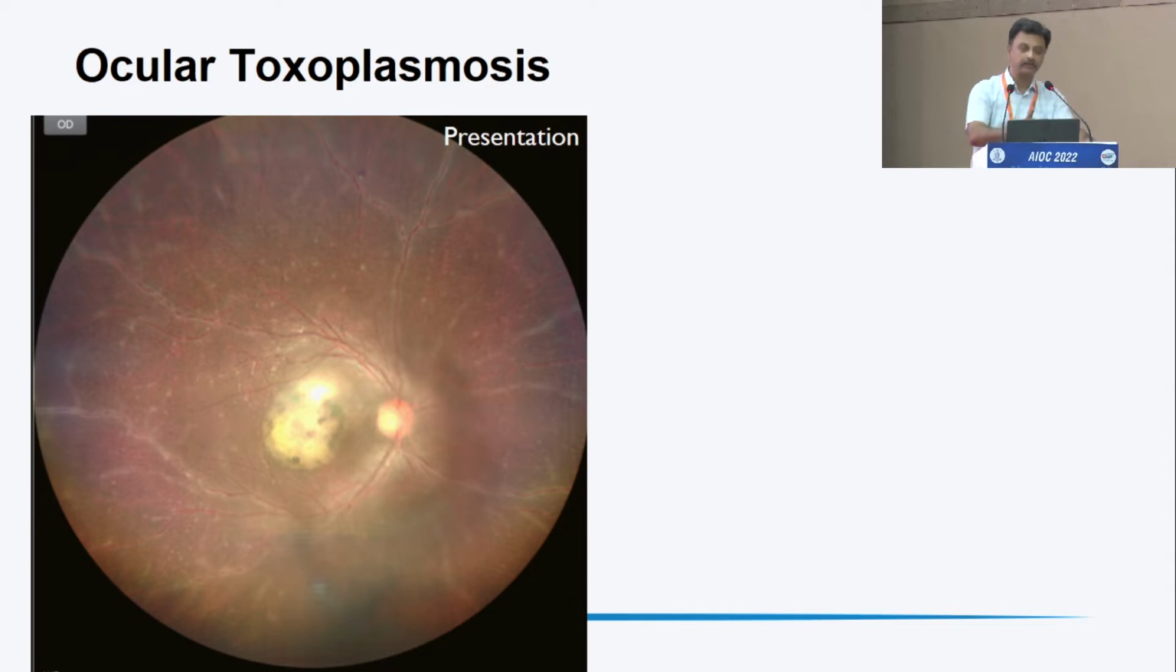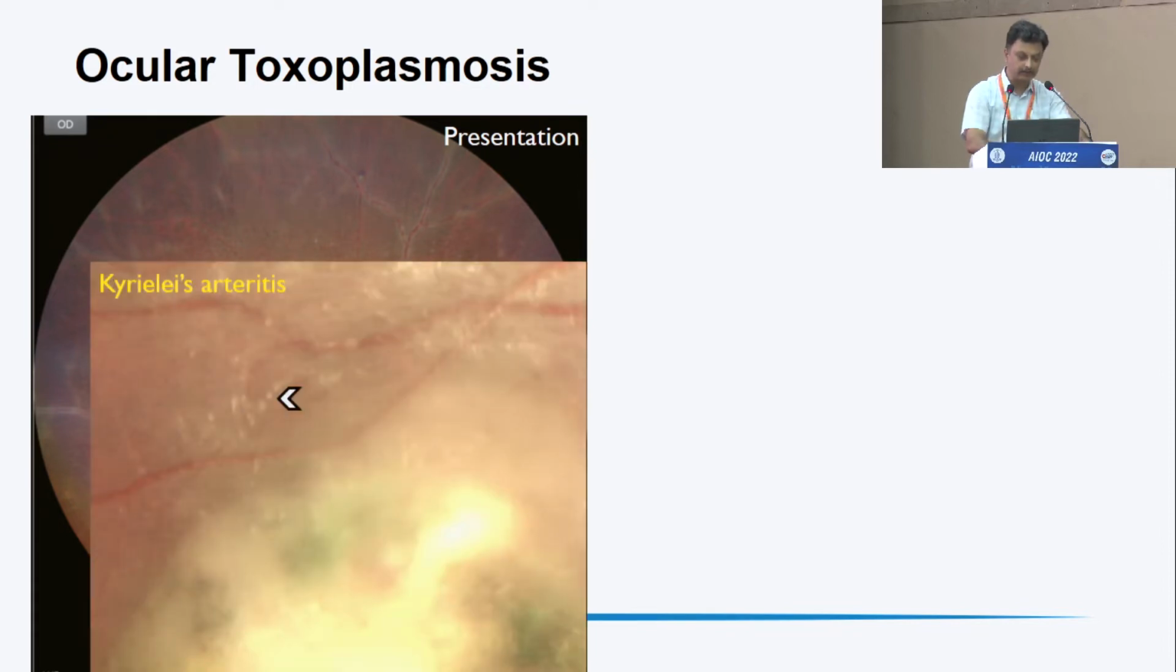Now, these patients don't just have this form of perivascular infiltrates. As the lesions heal, you also get another form of perivascular infiltrate, which you see as this segmental whitening over here, called Kyrieleis arteritis. You don't need to treat this kind of vasculitis separately. You just treat the toxoplasma infection and the perivascular infiltrates resolve on their own.